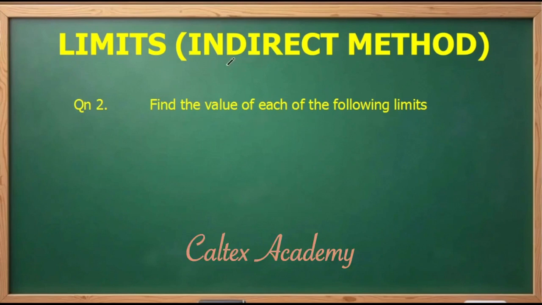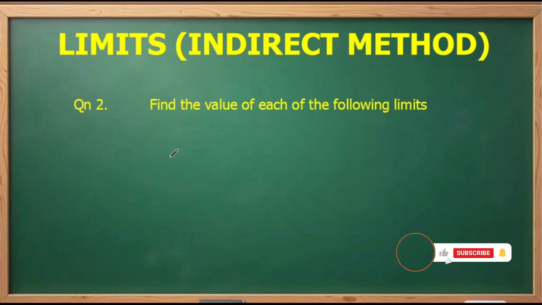Today we're looking at limits, and the method we're using is the indirect method. In our previous video we looked at the direct method, where we just substitute directly the value that x is tending to into our expression or function. There are some questions in limits where this direct method cannot work, so we can use other techniques to solve them. To make this clear, we need to look at some examples.